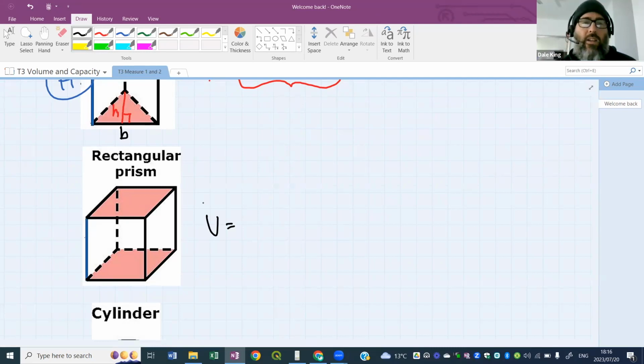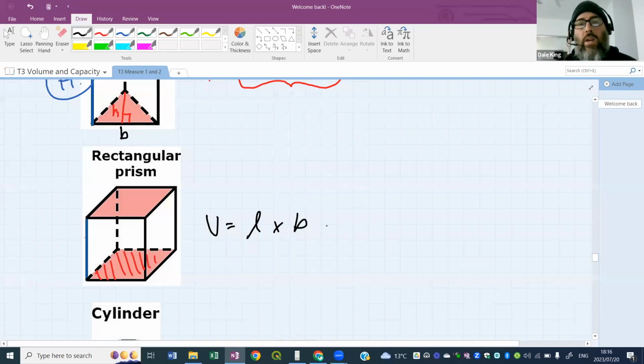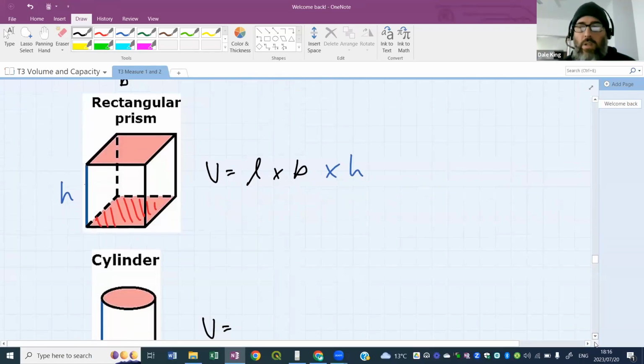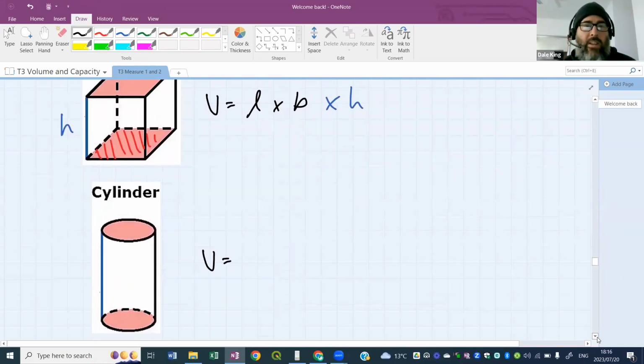This rectangular prism. Rectangular prism, length times breadth. Yes, you got it. Length times breadth. And then you just have to times by height. We're going to call it small h here because we don't have any other h's to worry about. Well done. Good job. While you're with me, let's do a third one, the last one here.